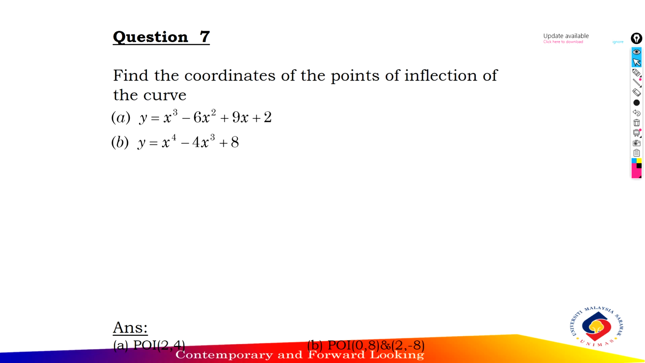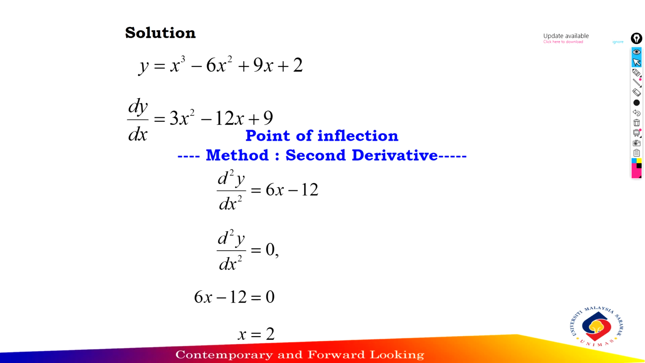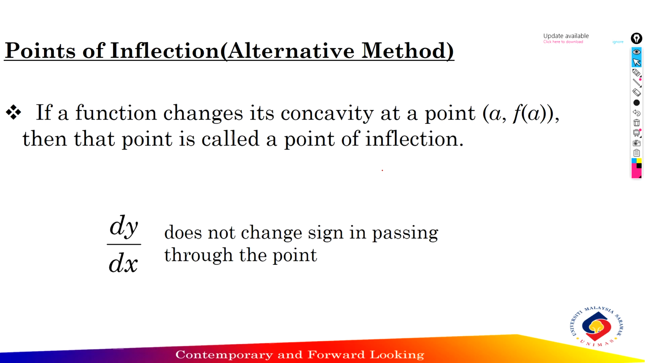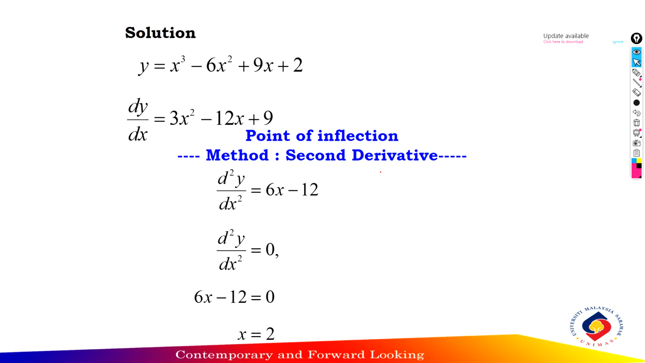Question 7. Find the coordinates of the point of inflection of the curve y equals x cubed minus 6x squared plus 9x plus 2. Okay, given the cubic function y equals x cubed minus 6x squared plus 9x plus 2, first you find the first derivative of the cubic function.